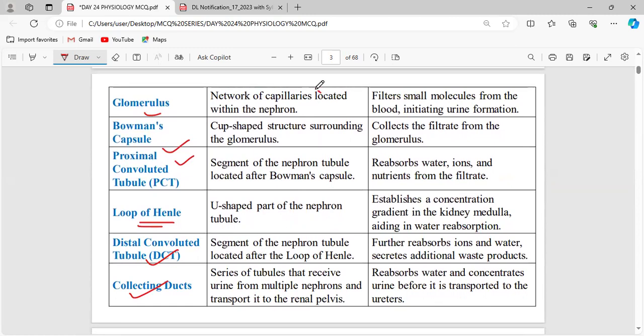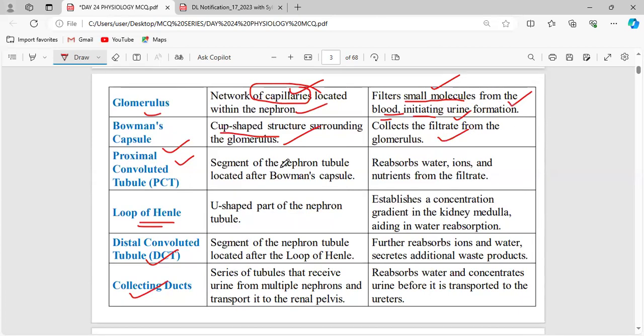Now, what is the glomerulus? It is a network of capillaries present in the nephron. What is the function of this glomerulus? We know that the kidney is exclusively involved in filtering the blood. Now, what is the important structure involved in the filtering? That is the glomerulus. It is the one filtering the small molecules from the blood. It initiates the formation of urine. And what is Bowman's capsule? It is a cup-shaped structure which surrounds the glomerulus. What are all the things filtered by the glomerulus? They are collected by the Bowman's capsule.